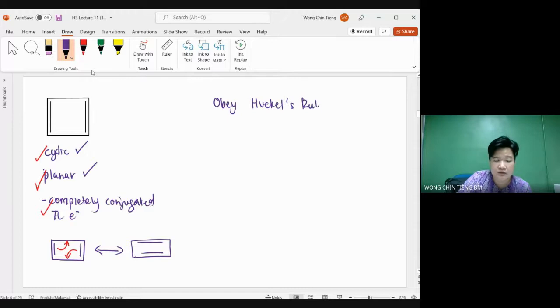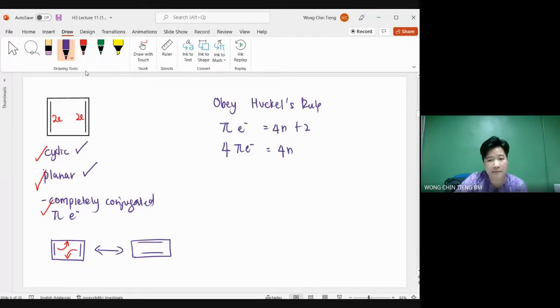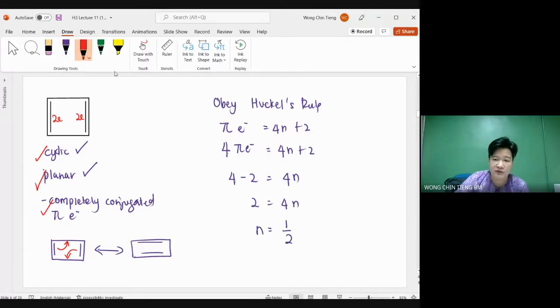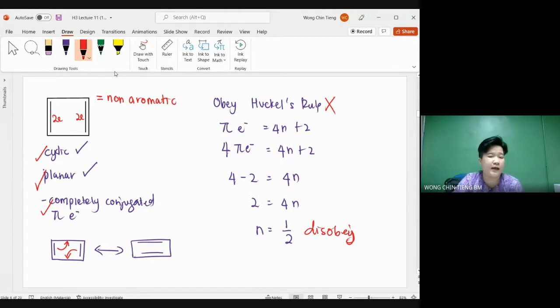Let's calculate. So I have pi electron equals to 4n plus 2. Pi electron is 4 pi electron over here because I have 2 over here and 2 over here. So I have 4 pi electron equals to 4n plus 2. I have 4 minus 2 equals to 4n. 2 equals to 4n. N equals to 1 over 2. So we disobey Huckel's rule. So bila kita disobey Huckel's rule over here, this thing adalah non-aromatic. Non-aromatic means dia bukan aromatic compound.